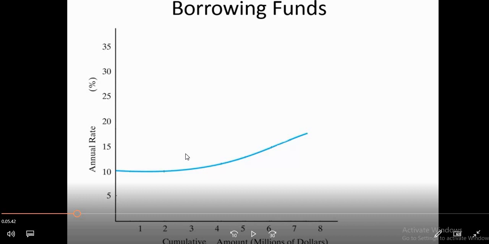So due to the risk involved in providing that money, that's why we observe this increase in the annual rate.